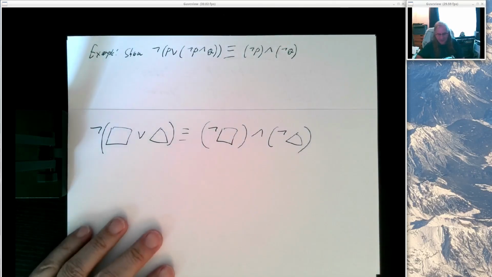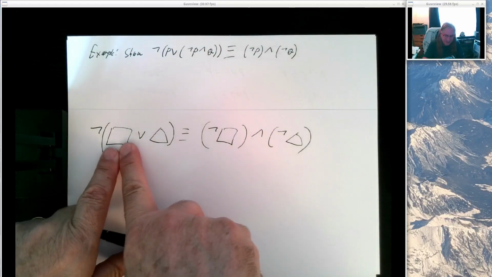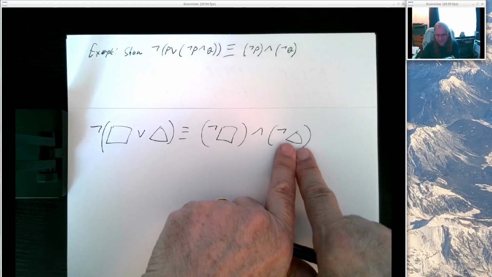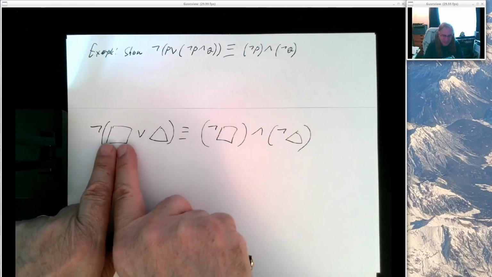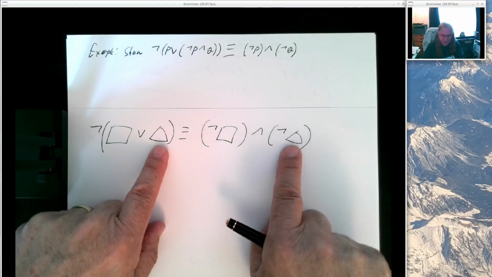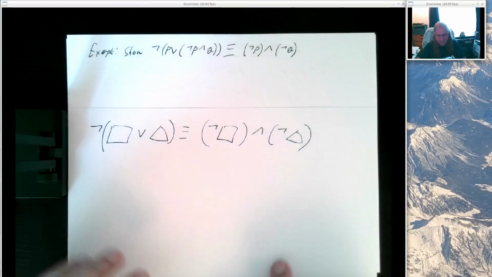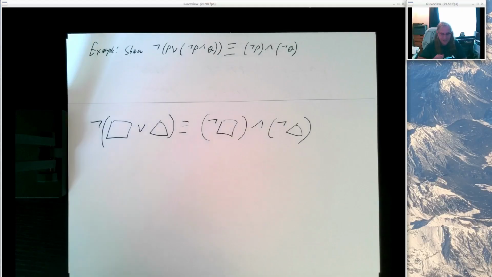Okay, why the funny shapes? I can put anything in here as long as it also goes in there. I can put anything in my triangle as long as it also goes there. So I can put a P in here and a Q in there, and I've just got plain old De Morgan's: not P or Q is not P and not Q. But I can do other things also.